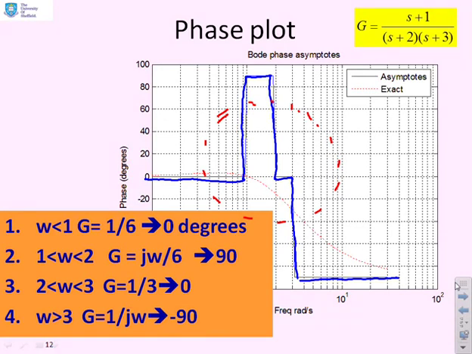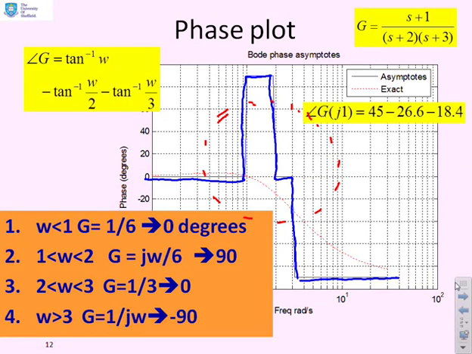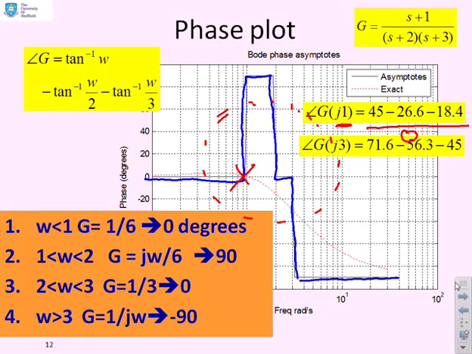So what frequencies am I going to choose? Well, let's choose omega equals 1 and calculate the phase, and there it is, minus 45, minus 26, minus 18, and you'll see that's approximately 0. So there we go, 0. If I choose g of j3, you've got 71 minus 56 minus 45, and that's going to be approximately minus 30. So let's mark that down, and there it is.